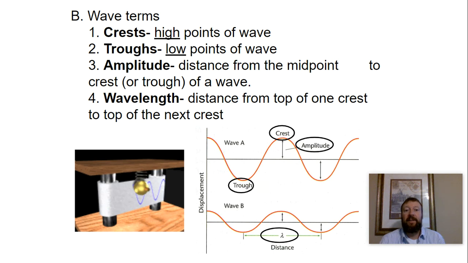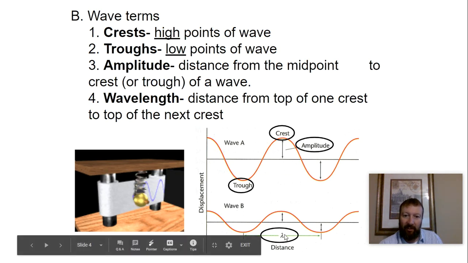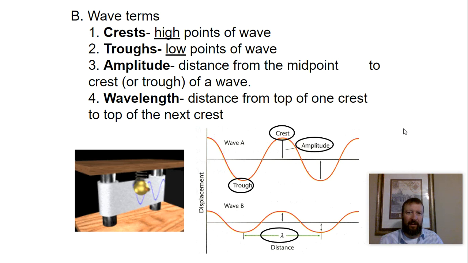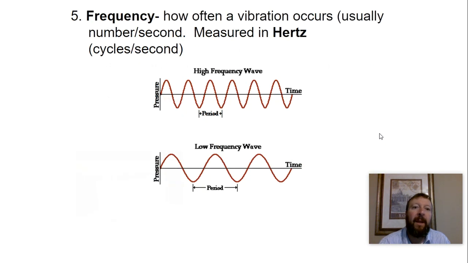So a couple of things that can be found in all waves. Crest, the highest point of the wave. Trough, the lowest point. The amplitude is the distance from the midpoint to the crest or trough. It shouldn't matter; they should be the same. And then wavelength. If you see that down here, wavelength is this lambda sign we end up using. It's the distance between any 2 successive points. So it can be crest to crest, trough to trough, midpoint to midpoint, whatever. It's still the distance of one complete wave.